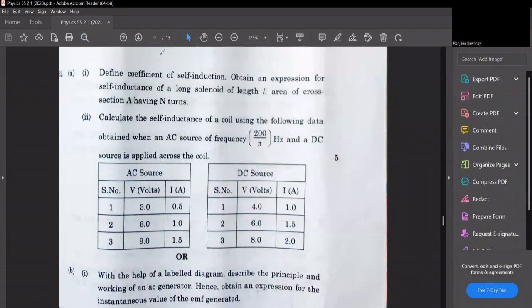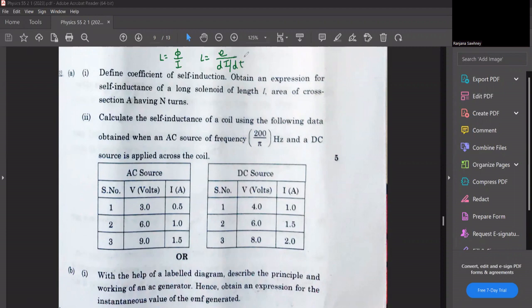Define coefficient of self-induction. L is equal to coefficient of self-induction. We represent it by capital L. L is equal to phi upon I, magnetic flux per unit current, or L is equal to induced EMF produced upon rate of change of current, di by dt. Okay, obtain the expression of the self-inductance in terms of length, cross-sectional area, and number of turns for a long solenoid. This is a simple derivation which comes out to be mu naught n square A upon N.